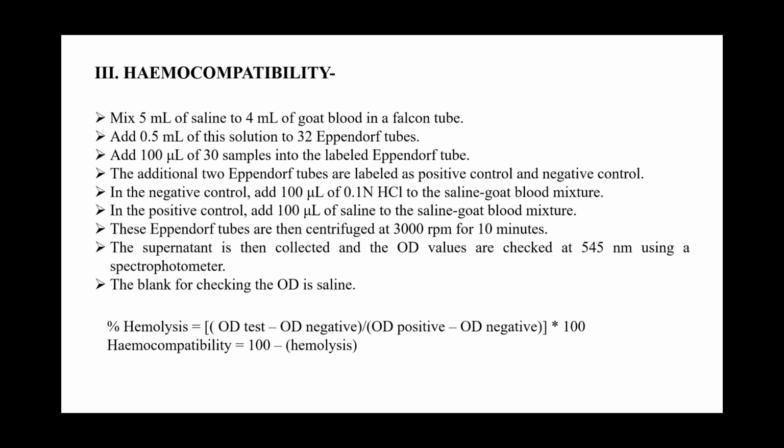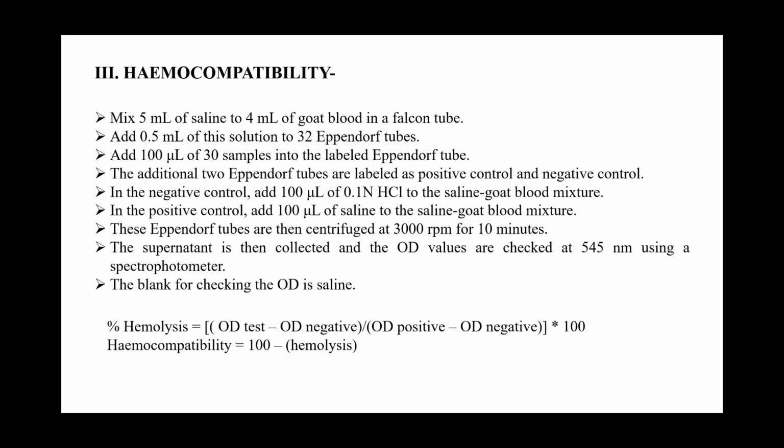Coming to the R3 response, that is hemocompatibility, we mixed 5 ml of saline with 4 ml of goat blood in a Falcon tube. Then we added 0.5 ml of this solution to 32 Eppendorf tubes. Then we added 100 microliters of the 30 samples into the labeled Eppendorf tubes. The additional 2 Eppendorf tubes are labeled as positive and negative control. In the negative control, we added 100 microliters of 0.1 normality HCl to the saline goat blood mixture. For the positive control, we added 100 microliters of saline to the saline goat blood mixture.